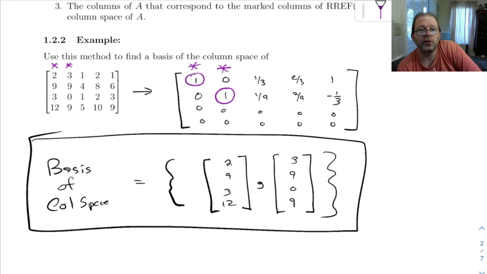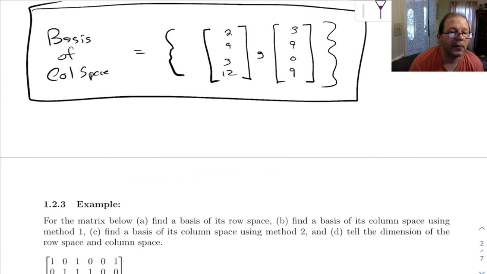But the idea is the row reduction sifts out any of the linear combinations, and the leading ones tell you which things are linearly independent. So those are the things you have to keep, and the others you don't need. You don't need them for a basis. All right.